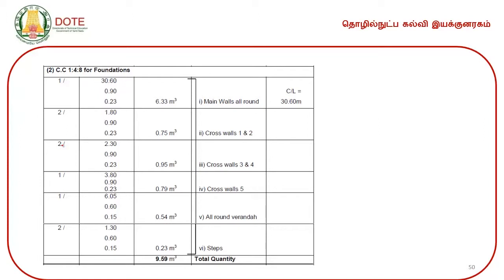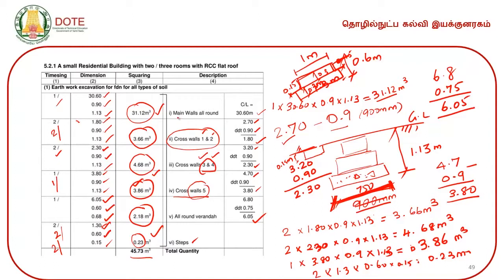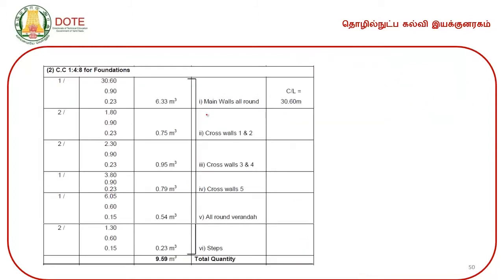Then here, earthwork excavation, first we found out what? Main wall all around. The same way here also, the main wall all around. The center to center of main wall all around, how much? 30.6 meter. Then the breadth of CC concrete, how much? That is 900 mm, so 0.9. Then the depth of CC concrete, 0.23 meter.